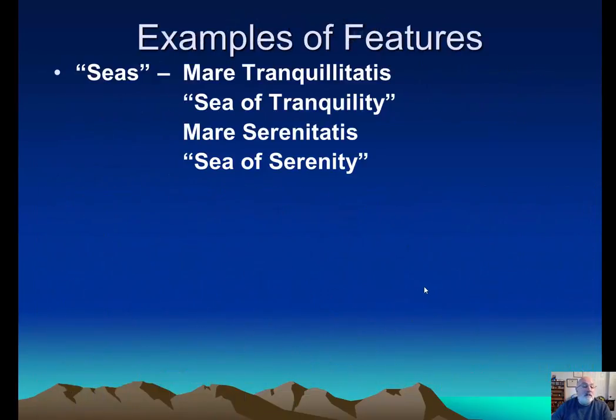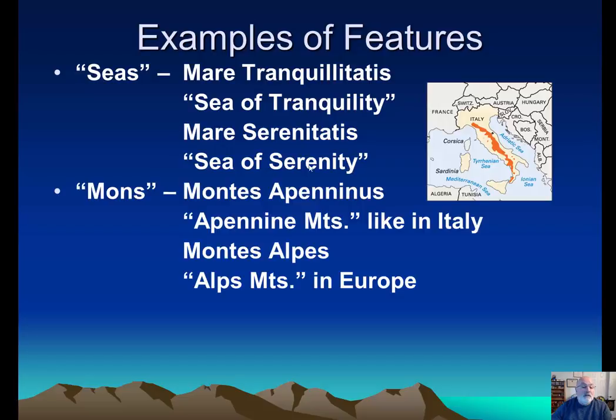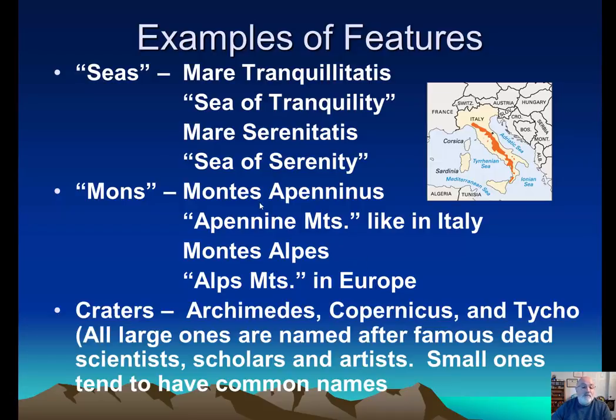Examples of features: they've got seas, or maria, like the Mare Tranquillitatis, or the Sea of Tranquility, or Serenitatis, which is the Sea of Serenity. We also have mountains like the Alpine, which are in Italy, and the Alps, which are in Europe. So they're mountain ranges on the moon also. And they take the names of Earth mountains as opposed to, I guess, emotions. And it also has craters.